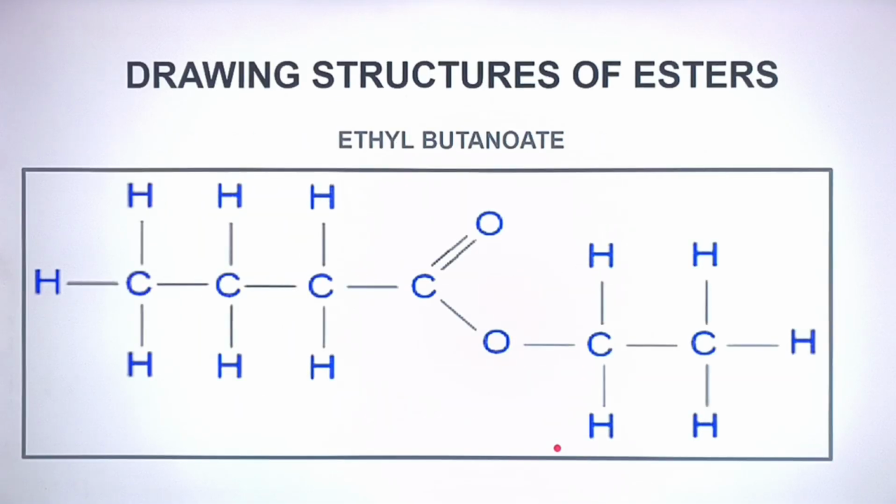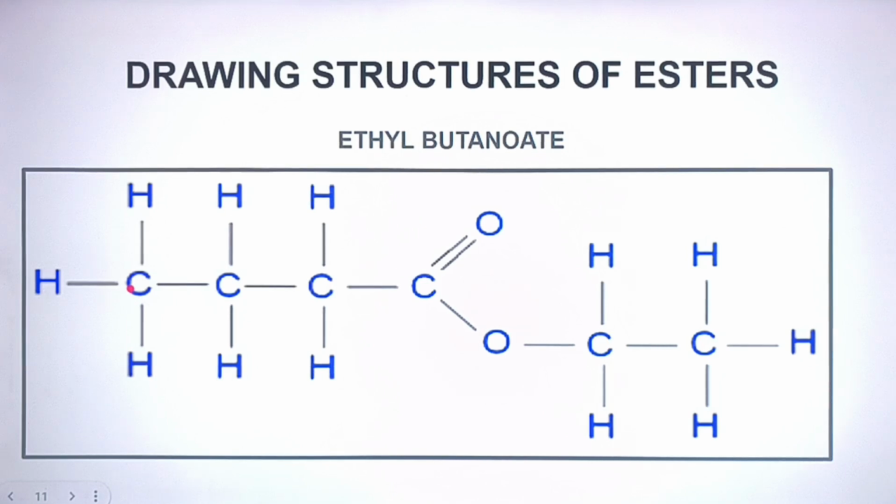Let's see how to draw it. Ethyl butanoate. First we draw butanoic acid, 3 carbons with the 4th carbon bonded to a double bond O. This same carbon gets bonded to the O of the alcohol. Alcohol is flipped and drawn. So I have 2 carbons and an O which is attached to the carbon of acid. Hence ethyl because 2 carbons, butanoate because there are 1, 2, 3, 4 carbons.